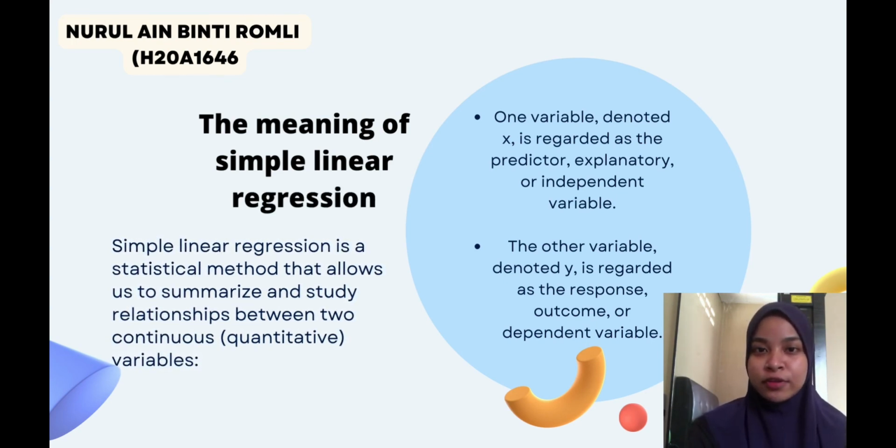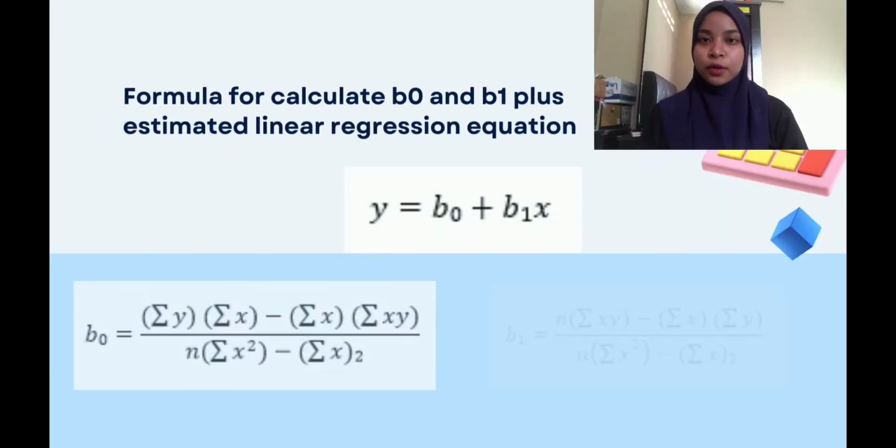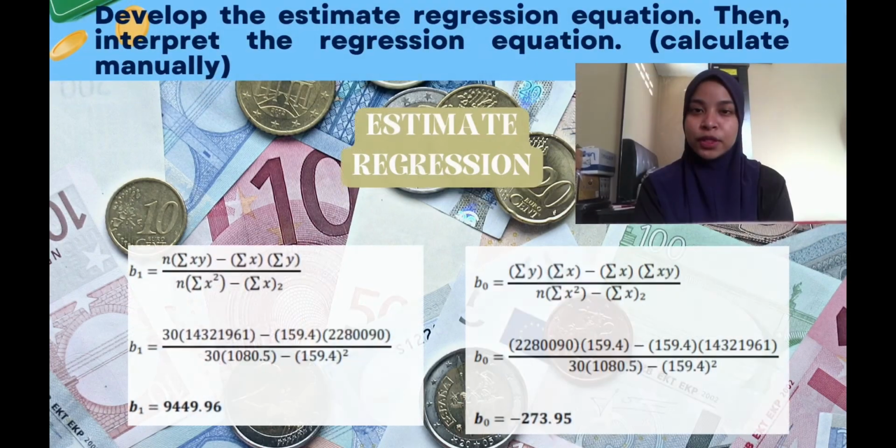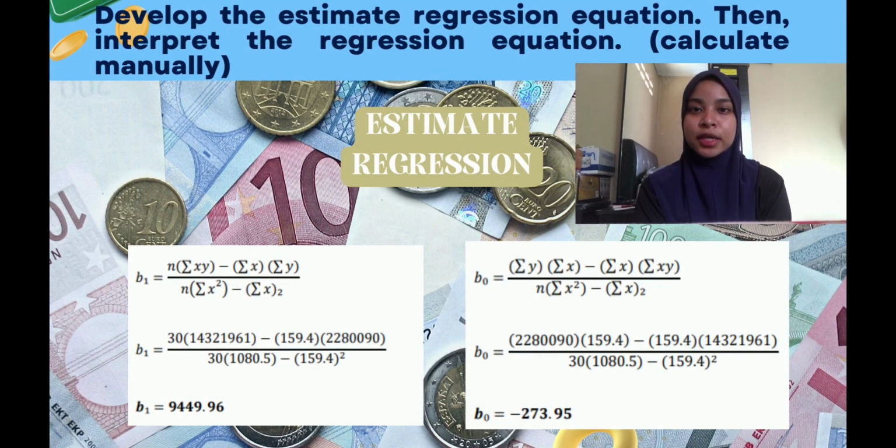The last part is simple linear regression. Simple linear regression is a statistical method you can use to quantify the relationship between X, the independent variable, and Y, the dependent variable. This is the formula that we use to calculate B0 and B1 and place them in the estimated linear regression equation. We use the formula, collect the data from the dataset and calculate manually.